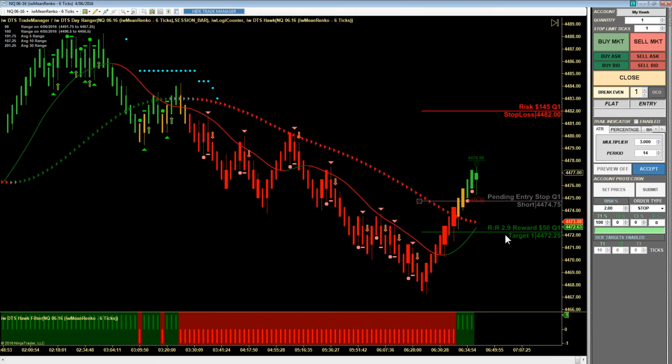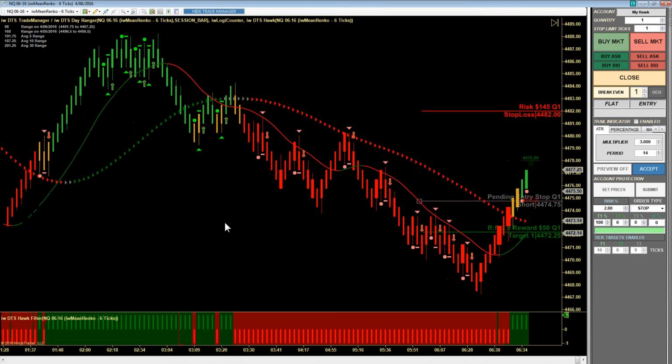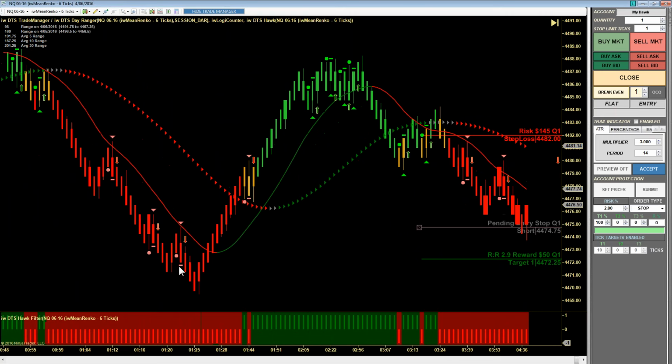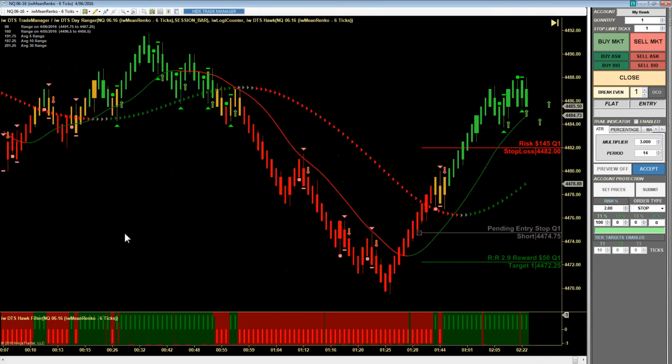But I'm going to turn that off for just a moment. What I'm looking for here is what we refer to as a test to the extreme. It's essentially a retest of this low. And that tends to happen whenever the market is reversing. Although this isn't a very good example here. We have pretty much a V bottom as the market reversed.